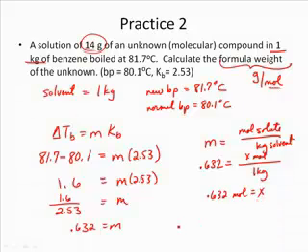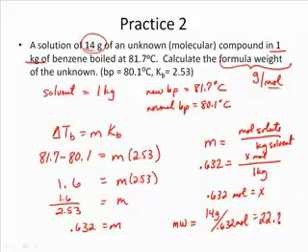So my molecular weight then is going to be equal to the grams, the 14 grams that I had, divided by the number of moles, which I figured out from the change in the boiling point. So 14 divided by 0.632. So my unknown has a mass of 22.2 grams per mole. And so I could use this information along with other things that I might test about the unknown to identify it.